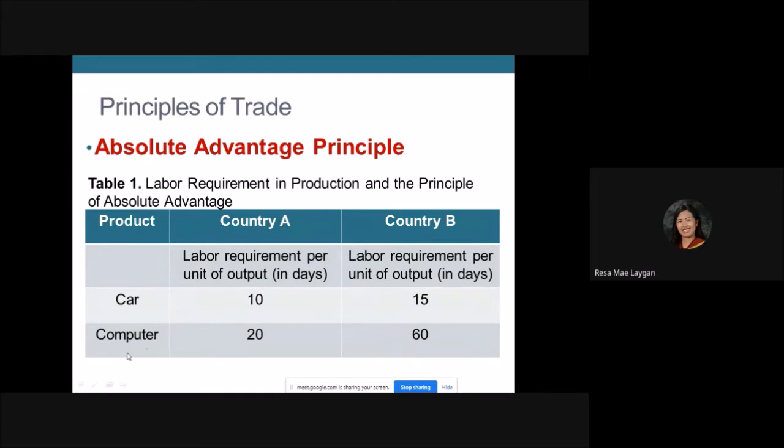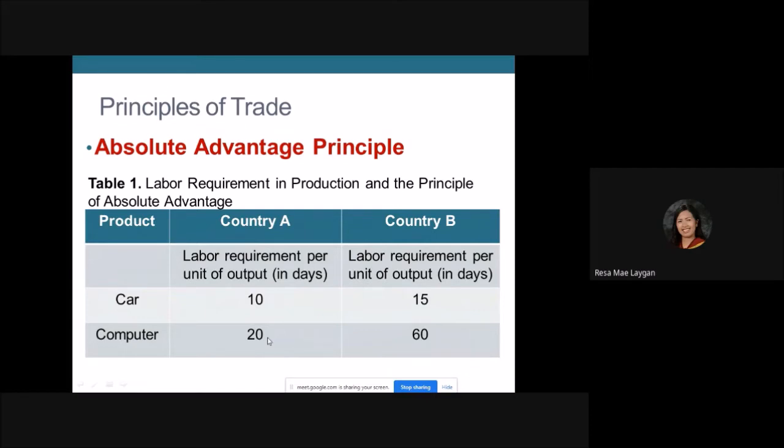Then in terms of the product computer, si country A is yung labor requirement per unit of output niya in terms of days is 20. Then si country B naman is 60. So here, if the cost to produce is measured in terms of number of days to produce a good, si country A talaga yung may advantage for both computer and cars kasi fewer labor lang ang magagamit. And labor is one example of resources. Diba? Si country B, wala siyang absolute advantage in producing the goods. Because if you compare with country A, mas efficient si country A.